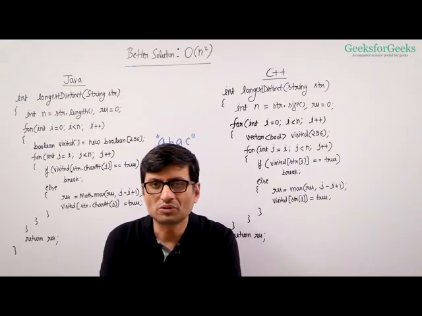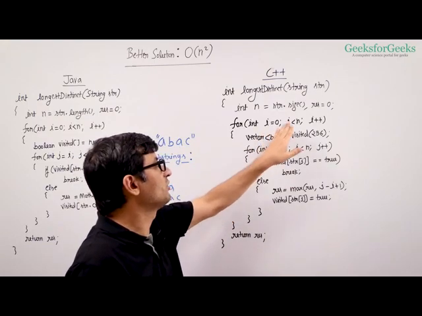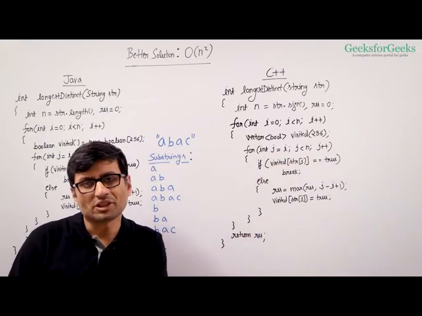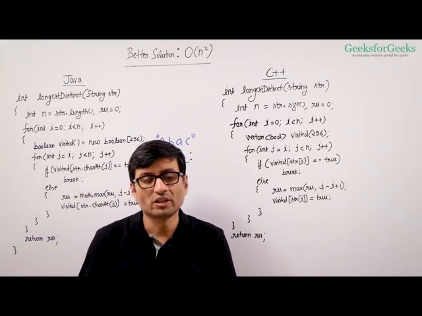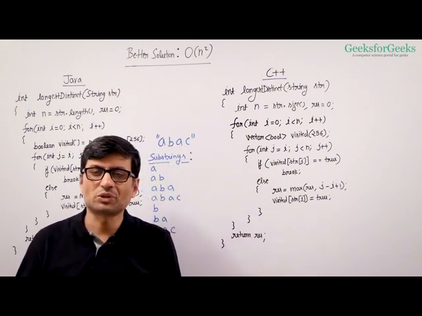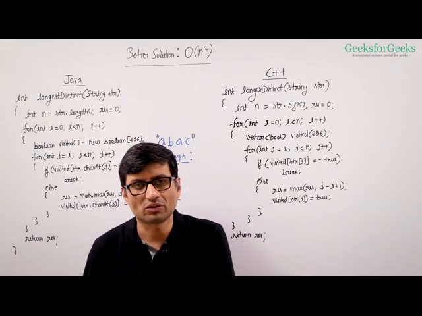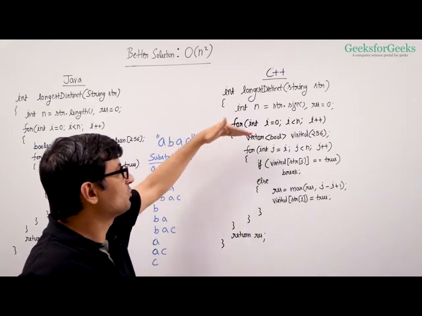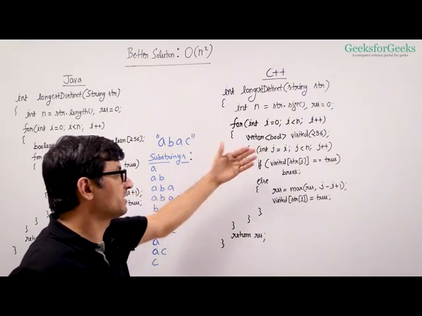In this solution also, we consider all substrings. We run two loops, 0 to n minus 1 and i to n minus 1. We consider the substring from i to j and check if it has all the characters distinct or not. In the naive solution, we were calling a function rDistinct which was traversing through every character from i to j to check if all these characters are distinct or not. Here what we are doing is, for every value of i, we are using one visited array rather than using one visited array for every substring.